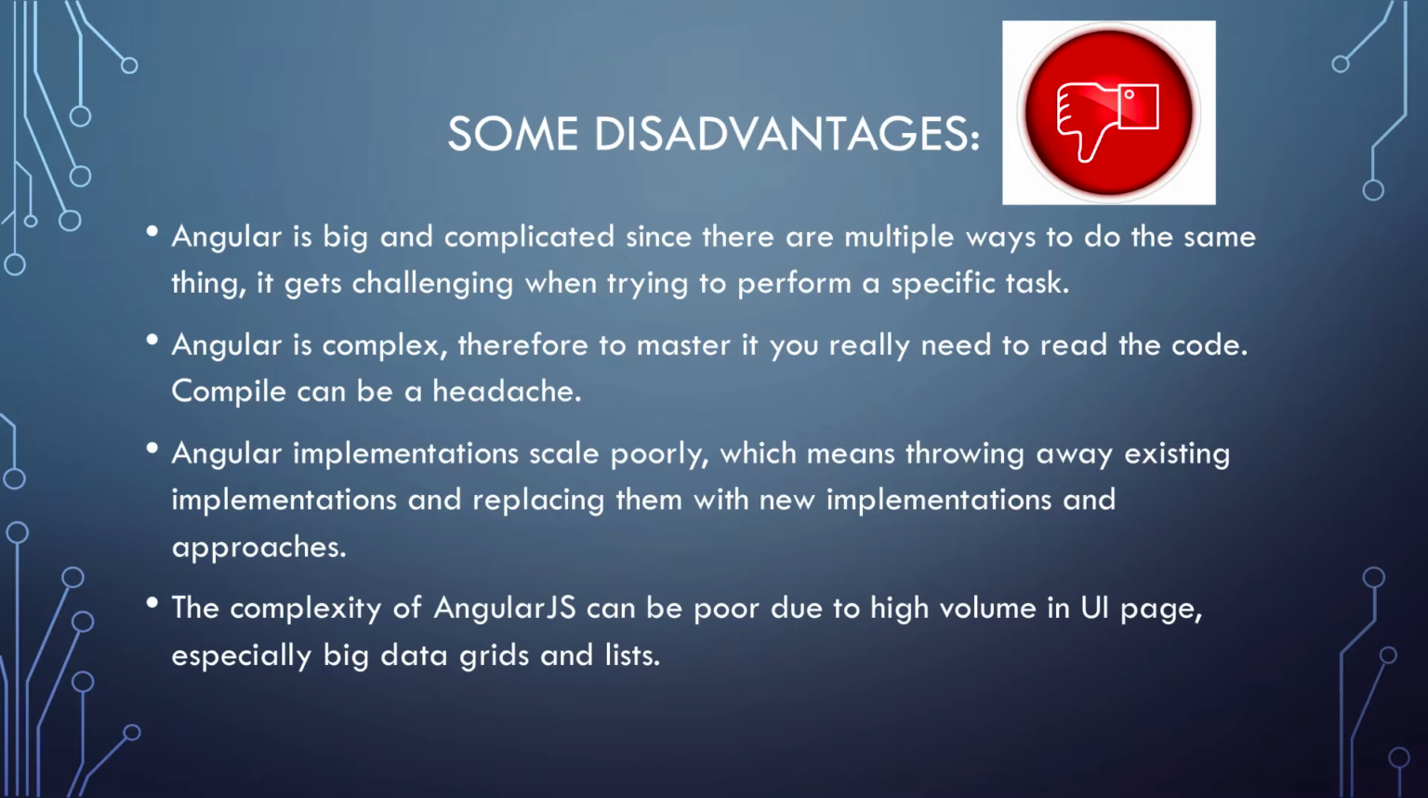In terms of Breeze Home, which is a big web application, I recommend you guys to actually go over and read what you're actually doing. Angular implementations scale poorly, which means throwing away existing implementations and replacing them with new implementations and approaches. The performance of AngularJS can be poor due to high volume of UI pages, especially big data grids and lists. That's when the web page actually starts lagging.